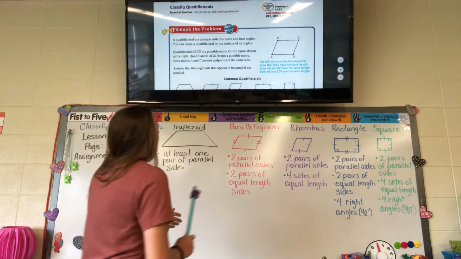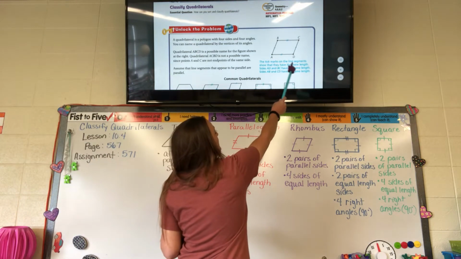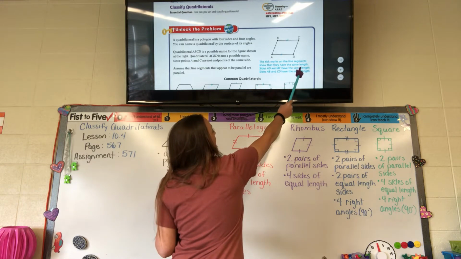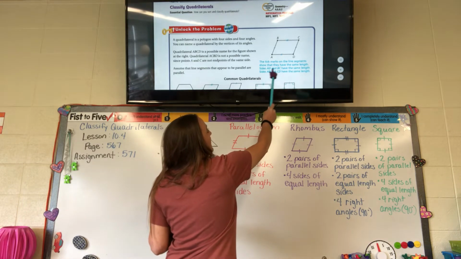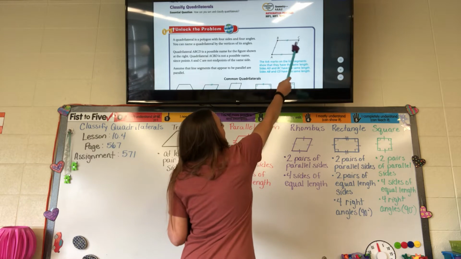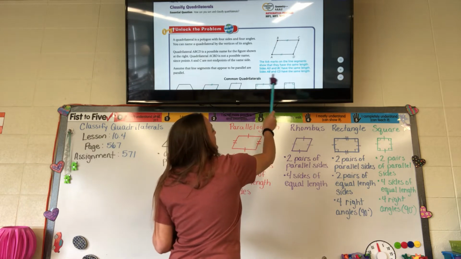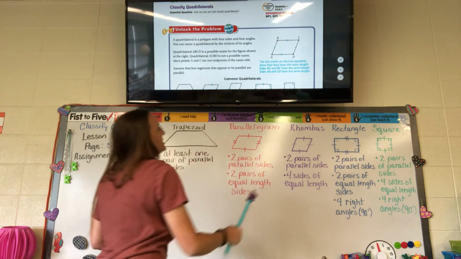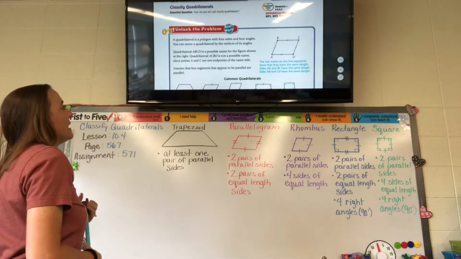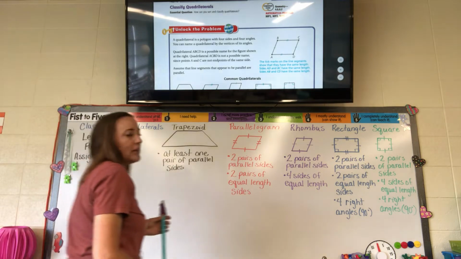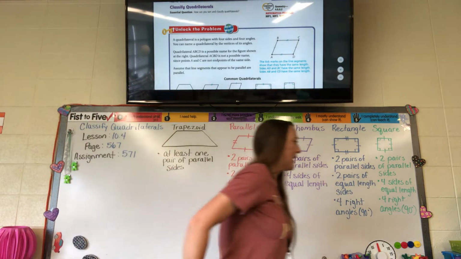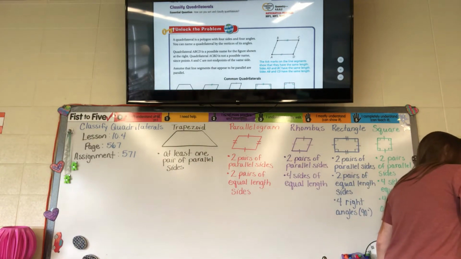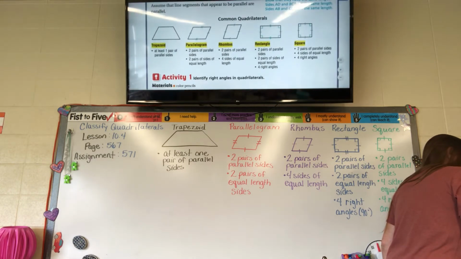Okay. It says here the tick marks on the line segments show they have the same length. We talked about that. Sides AD and BC have the same length, and sides AB and CD have the same length. Assume that line segments that appear to be parallel are parallel. Okay? So let's get started.